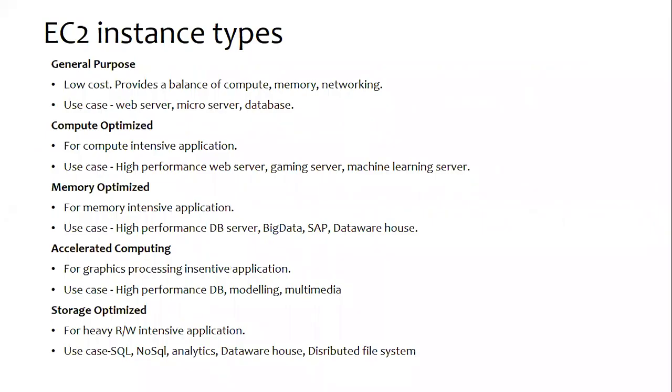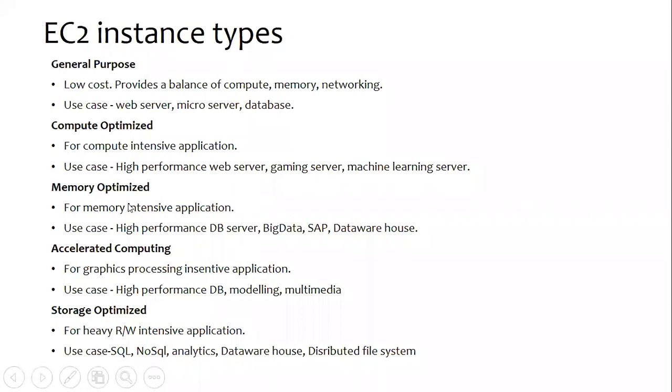So there are different types of EC2 instance types. General purpose is for small servers, which come at low cost and provide a balance of compute, memory, and networking. Use cases are small web servers, some microservices, and normal small databases. Compute optimized instance types are for when your application requires more CPU cycles, like a high performance web server, gaming server, or machine learning server.